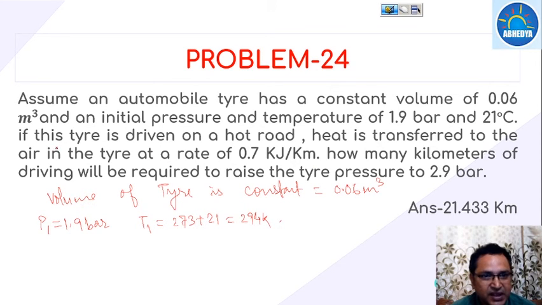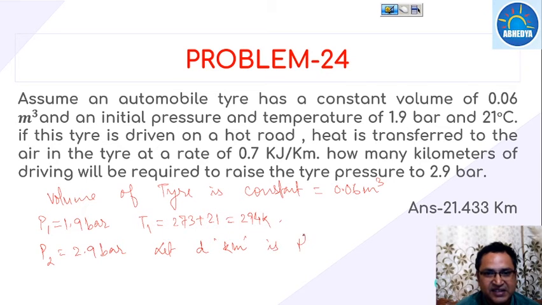If this tire is driven on a hot road, heat is transferred to the air in the tire at a rate of 0.7 kilojoule per kilometer. How many kilometers of driving will be required to raise the tire pressure to 2.9 bar? Now the final pressure is 2.9 bar. We have to calculate, let d kilometer be the distance covered by the tire.